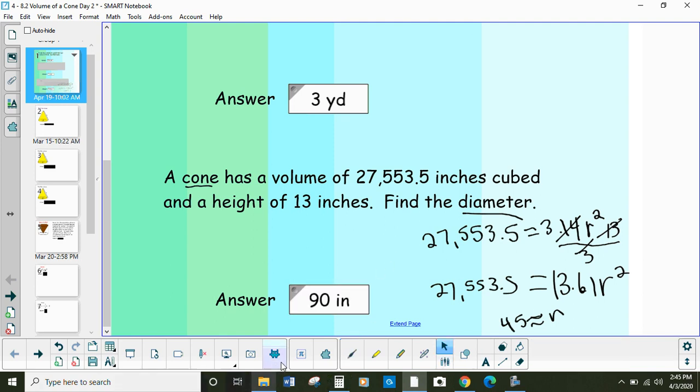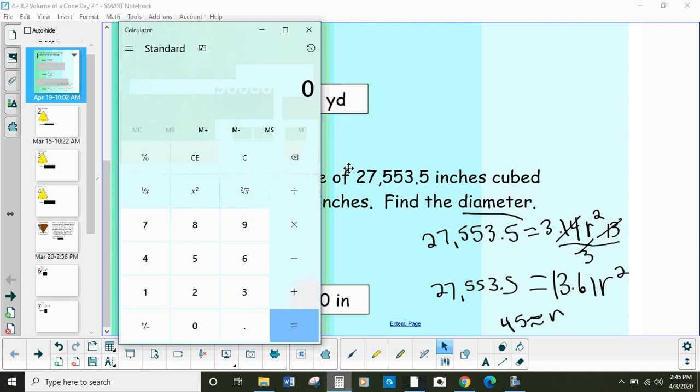Now, let's look at that shortcut for this problem here, okay? If I were to do that mess over there, 3.14 times 13, I hope some of you did use this shortcut, divided by 3. Now, if I'm going to divide 27,553.5 by this number here, that's the same as taking the reciprocal of this and multiplying it to 27553.5 and taking the square root, and that's another way to get our answer.